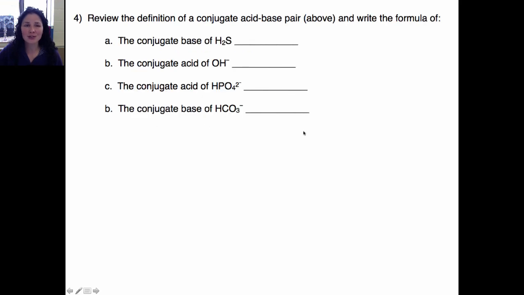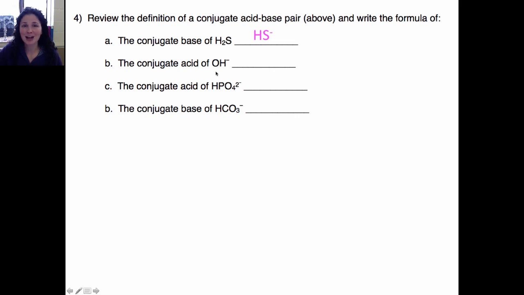Let's apply this to answer number 4. In 4a, it asks you to draw the conjugate base of H2S. If you're drawing the conjugate base of H2S, then H2S must be the acid version. The acid version has one extra proton. So when I draw the base, I must subtract one of the protons. If I remove a proton with a positive charge, I must leave a more negative charge behind. The conjugate base of H2S is HS-.